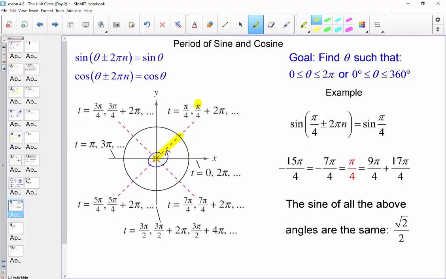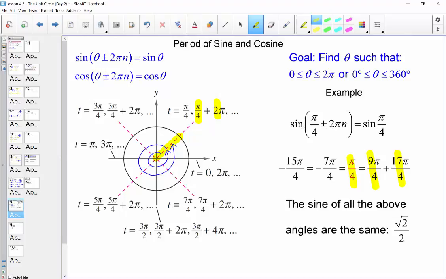So pi over 4 plus 2 pi equals, looking over to the right here, 9 pi over 4. 2 pi is equivalent to 8 pi over 4, so pi over 4 plus 8 pi over 4 is 9 pi over 4. If we were to continue around the circle again, one more revolution, then we would again end up at the same place. By adding an additional 2 pi or 8 pi over 4, we're now at 17 pi over 4.